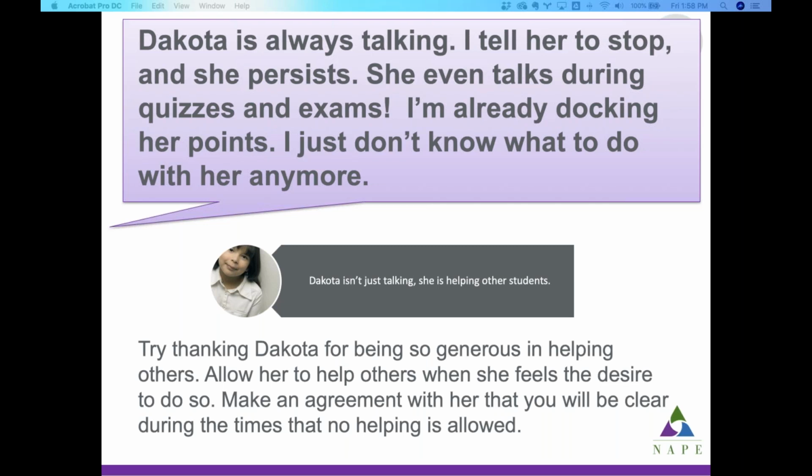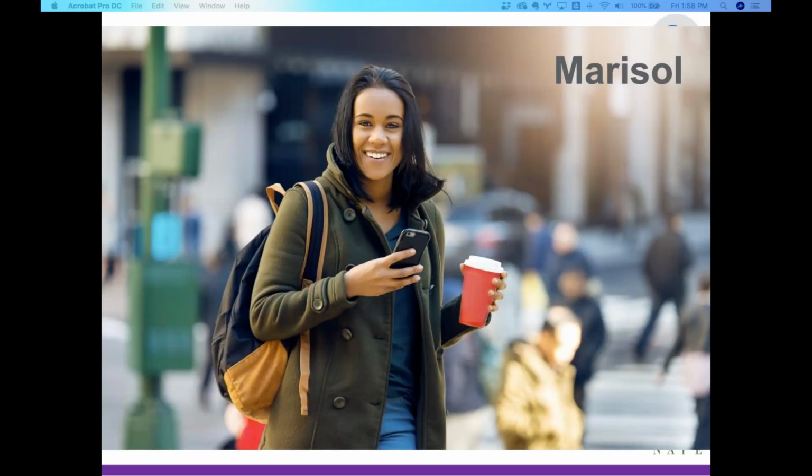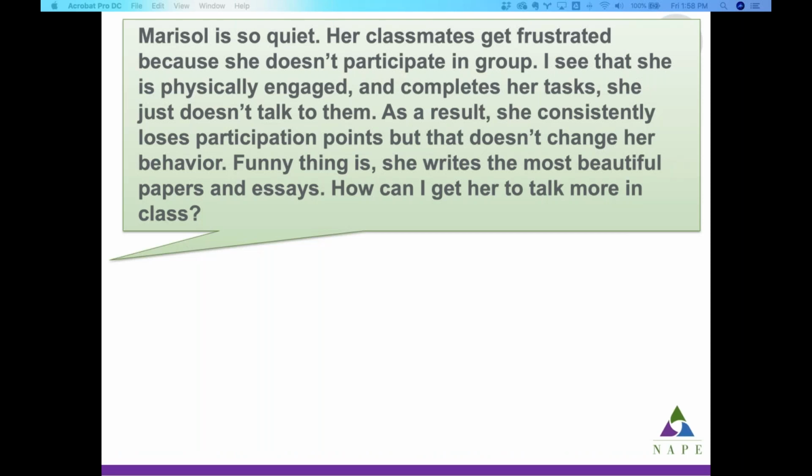All right. So the next example is Marisol. So Marisol, again, true story. Marisol was a colleague of mine during my graduate program. And here's something that many people would say. Marisol is so quiet. Her classmates get frustrated because she doesn't participate in group. I see that she's physically engaged and completes her task. She just doesn't talk to them. As a result, she consistently loses participation points, but that doesn't change her behavior. Funny thing is, she writes the most beautiful papers and essays. How can I get her to talk more in class?